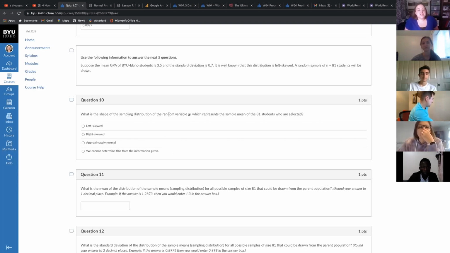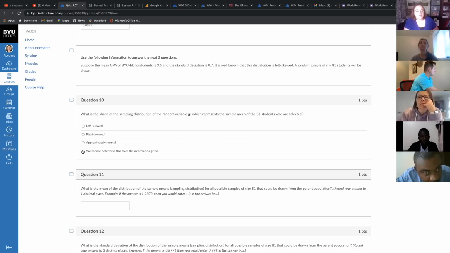Use the following information to answer the next 5 questions. Suppose the mean GPA of a BYU Idaho student is 3.5 and the standard deviation is 0.7. It is well known that this distribution is left skewed. A random sample of 81 students will be drawn. What is the shape of the sampling distribution of the random variable which represents the sample mean of 81 students who are selected? Would that be approximately normal because it's a large sample? Yeah, that's correct. 81.